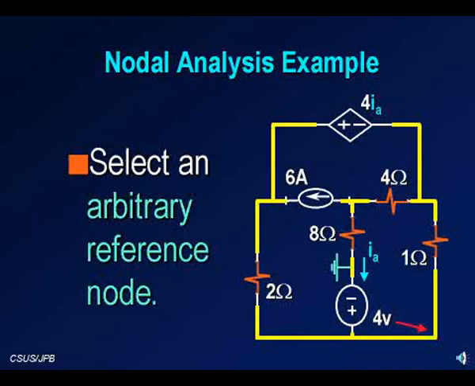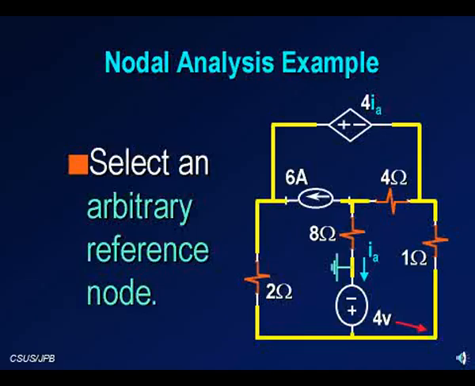Secondly, we select a reference node. Now, in terms of the validity of the solution, the choice of reference node is arbitrary. But when voltage sources are present, particularly independent voltage sources, the selection of the reference node requires special attention. For example, this circuit has 5 nodes, thus 4 unknown node voltages.